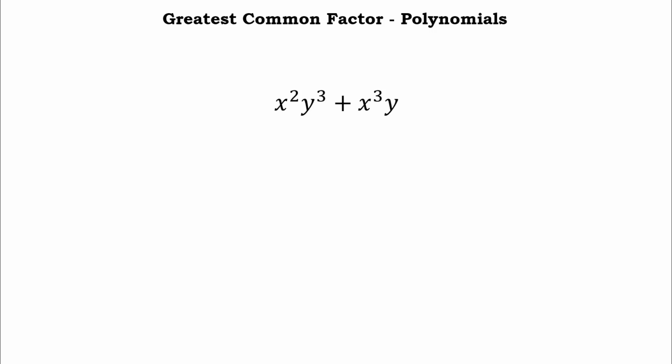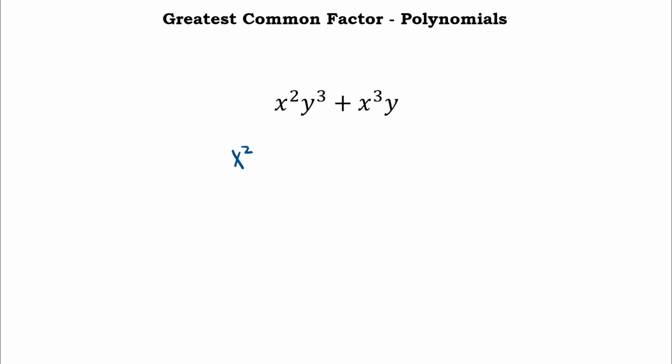Now the trick with this is, when you just have these variables with exponents, the lowest exponent is the one you can normally factor out pretty easily. So in this case, on the x's, we have an x squared and an x cubed. Well, I'm pretty sure we can take out an x squared.